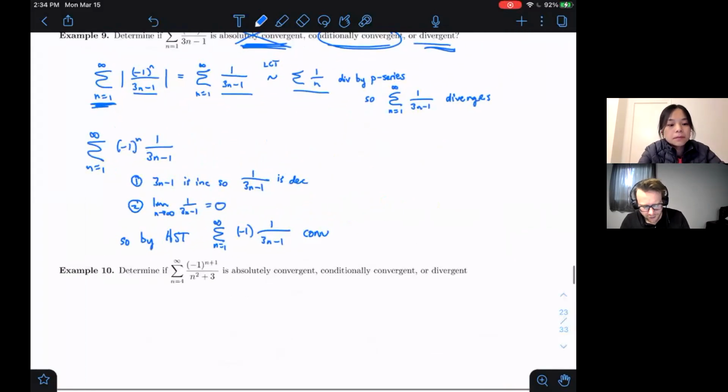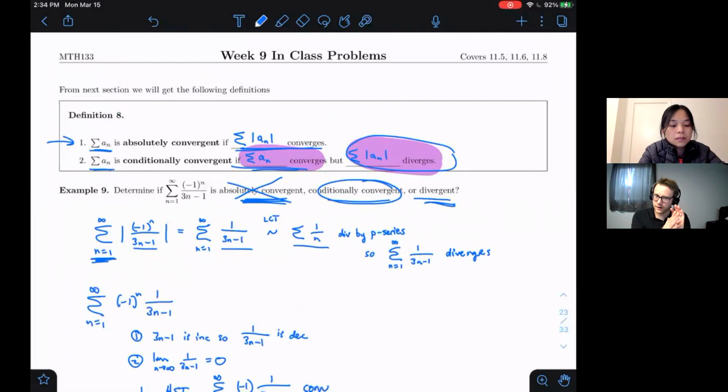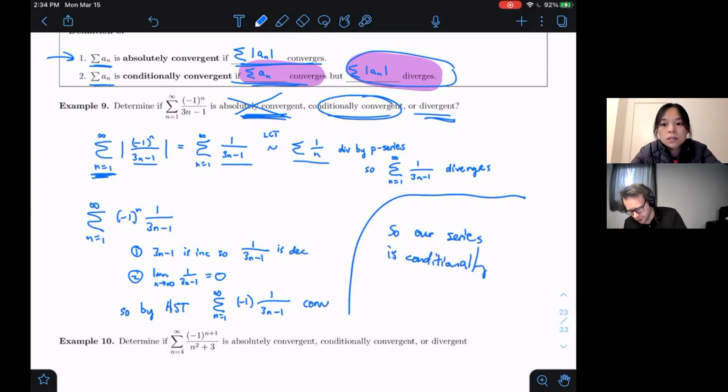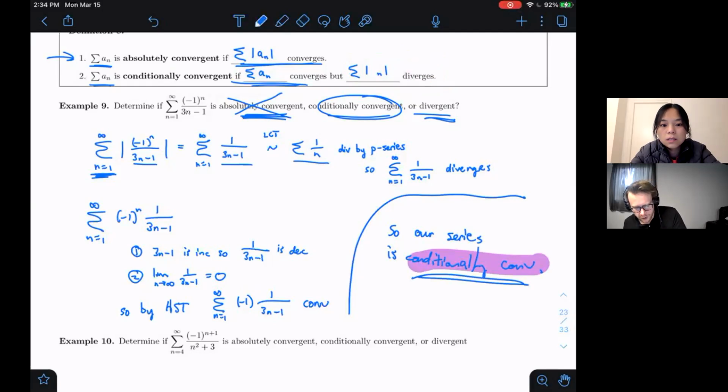And so now we have that the original thing converges. However, when we apply the absolute value to it, it diverges. And so we know that this series is called conditionally convergent. So our series is conditionally convergent. That's the overall answer that we're looking for here. Oops, erased part of my definition.